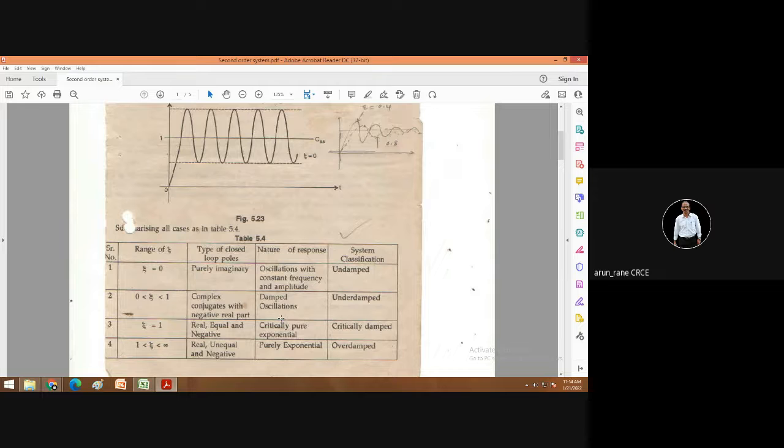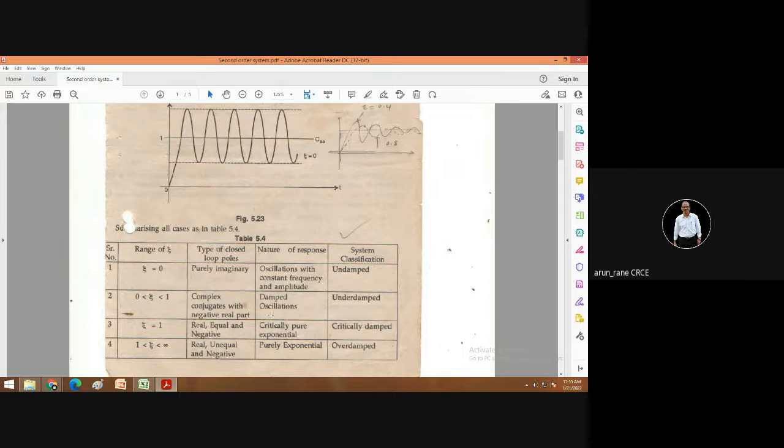Second is damped oscillations. So when do you call a system underdamped? The oscillations are damped, that means they will slowly decay. Like the door of a doctor's clinic: we open it and go in, and then it keeps on oscillating and after some time it comes to a stop. That is what is called damped oscillations or an underdamped system.